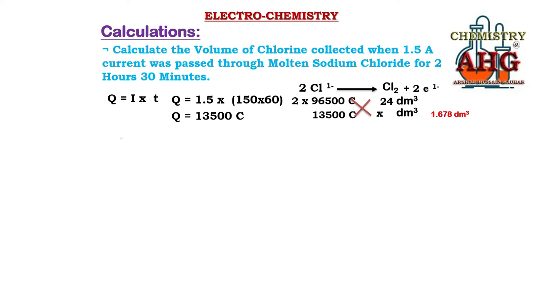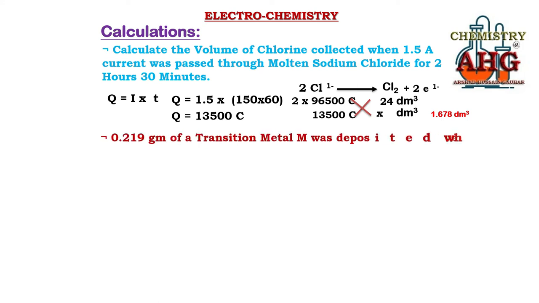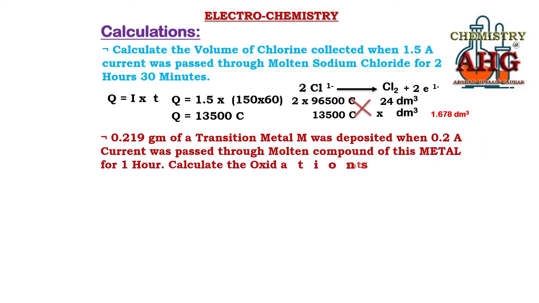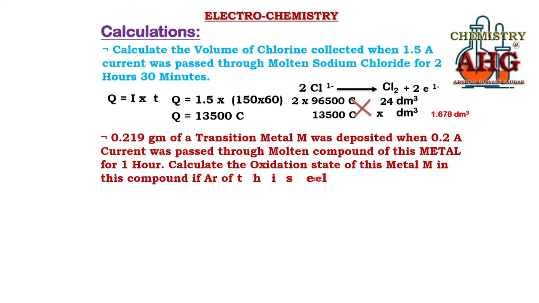Look at this question. You have to calculate the oxidation state of a transition metal. You must remember, transition metals have variable oxidation states. Although the Ar of this element is available from the periodic table, and you can come to know which transition metal it is, you cannot guess. You will have to calculate the exact oxidation state of this element in this given compound. But if you look at the information in the question, current is available, time is also available.